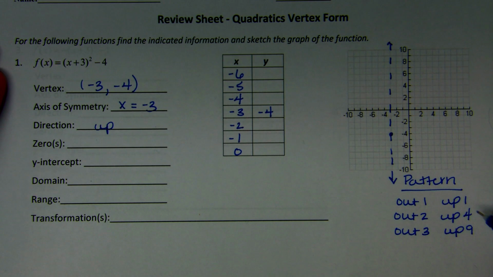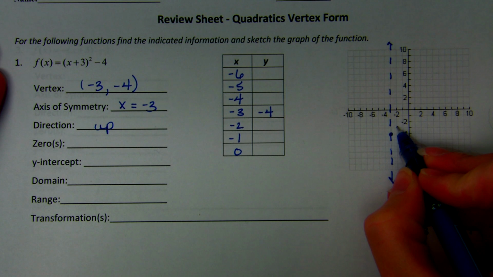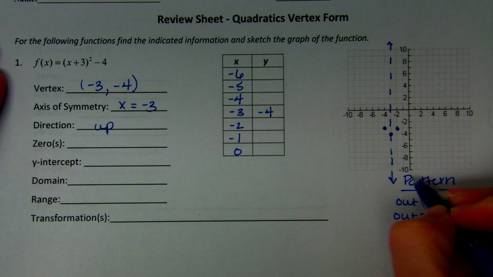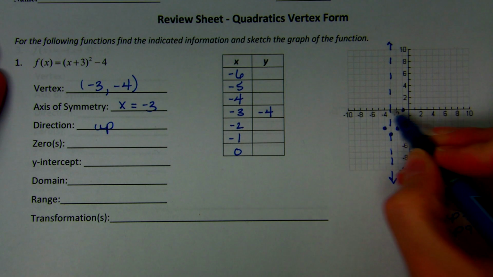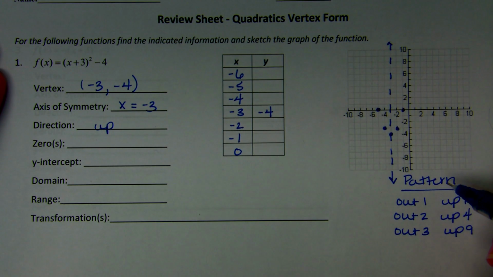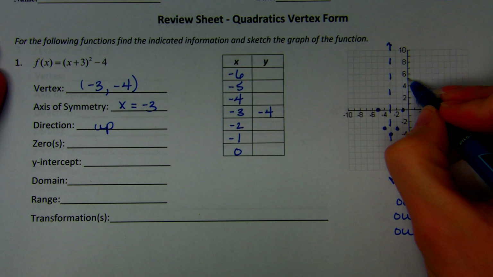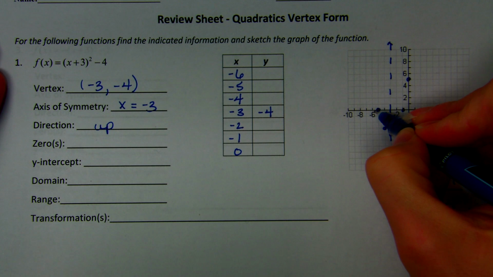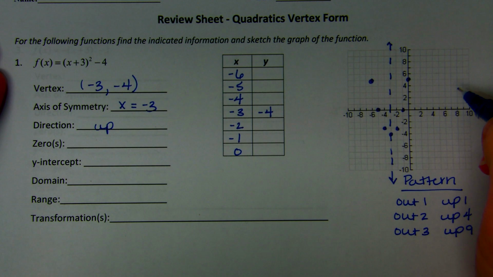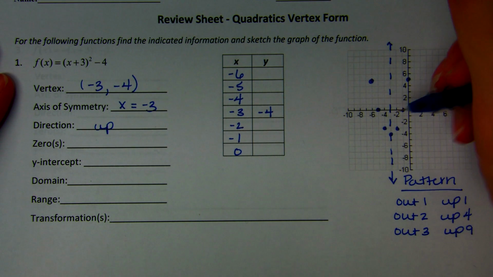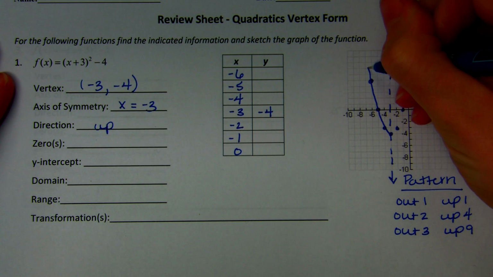You always move from your vertex. So from my vertex, I go out 1 and up 1, and I do that in both directions. And I go out 2 and up 4, and again, that's something we do in both directions. And then out 3 and up 9, which is here, and we do that in both directions again. The reason we do that is that we want our parabola to be symmetric about this line right here. It's not a parabola until you've connected those dots and put arrows on the end. So here's my parabola.